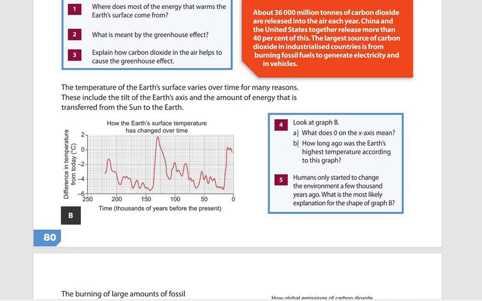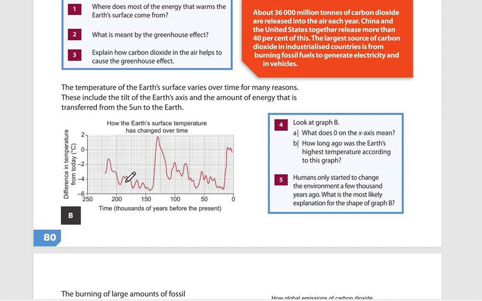Right, then question number 5. Humans only started to change the environment a few thousand years ago. What is the most likely explanation for the shape of graph B? So let's say it was decreasing and then going like this, and now it's increasing. But you can see 130,000 years ago we can't expect people were having factories and vehicles and all that, no? So what could have caused this spike?